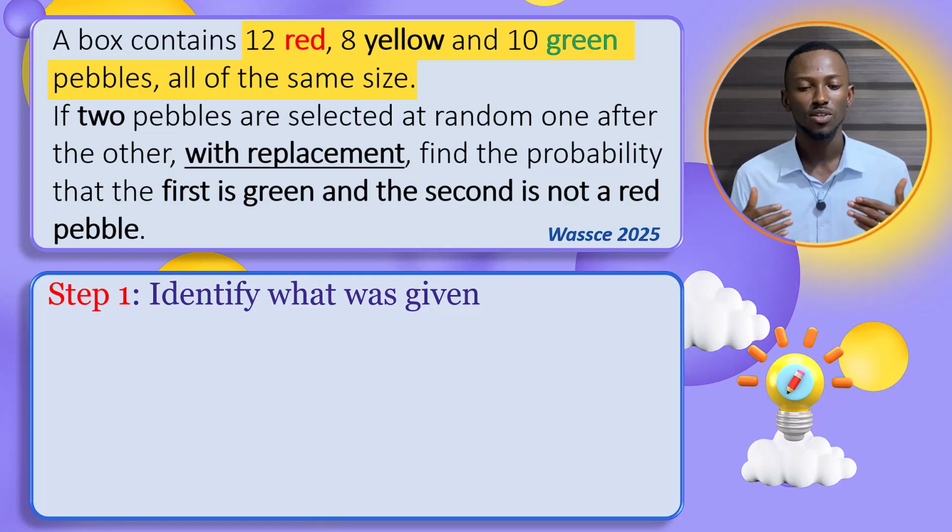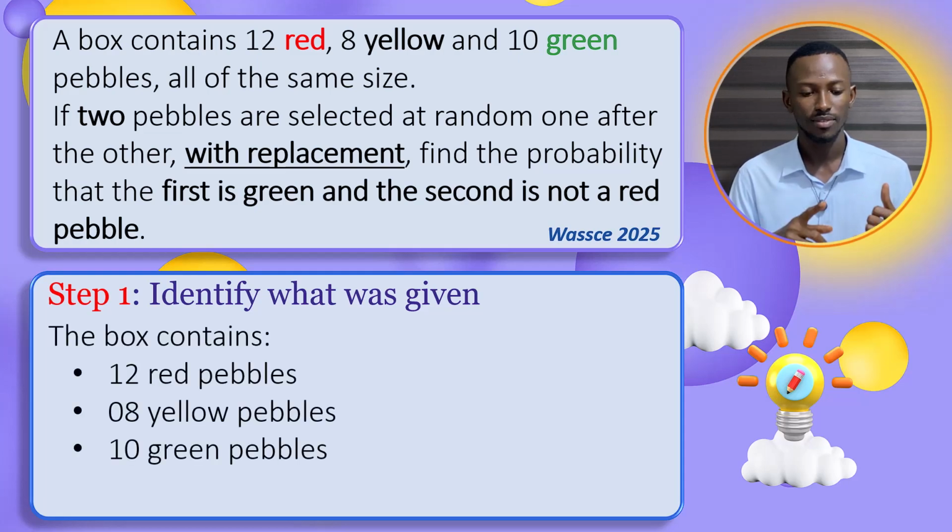So we have 12 red pebbles, 8 yellow, and 10 green pebbles, all of the same size. So that's the first raw material we've been given in this question. So what you have been given in this question is the box contains 12 reds, 8 yellows, and 10 green pebbles. Enough information at this point.